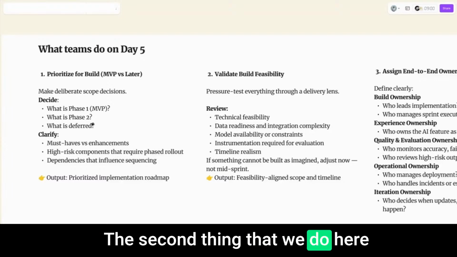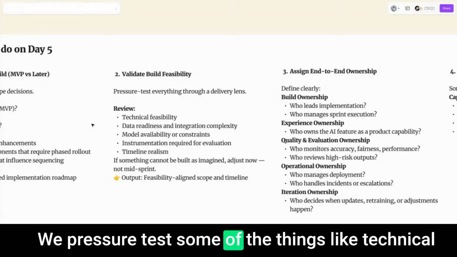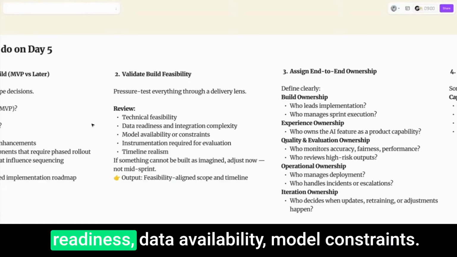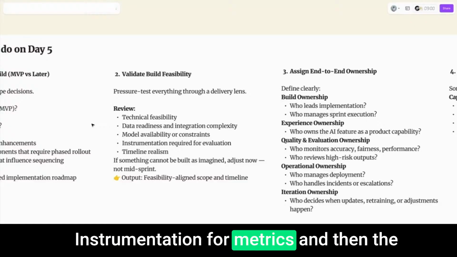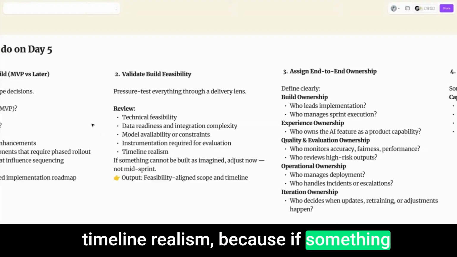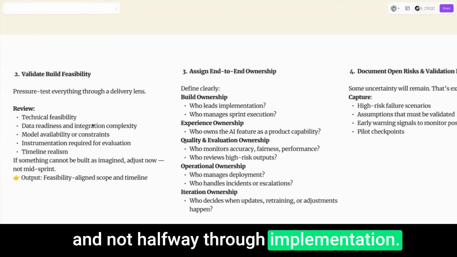The second thing that we do here is to validate the build feasibility. We pressure test things like technical readiness, data availability, model constraints, instrumentation for metrics, and then the timeline realism. Because if something is not feasible, we'll need to adjust it now and not halfway through implementation.